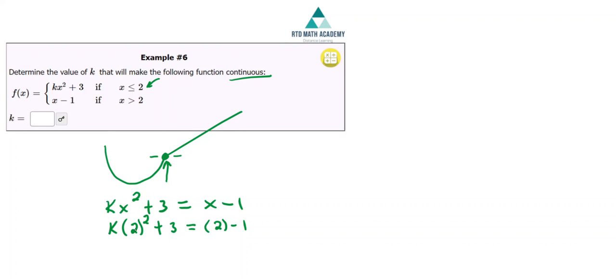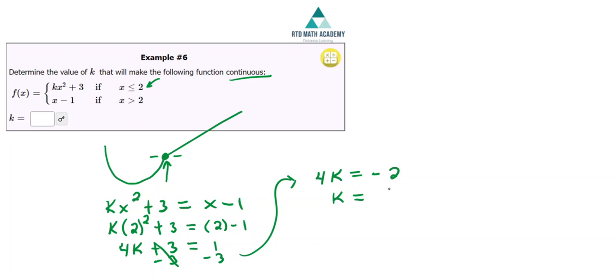Right, so we get, this is 4, so 4k plus 3 is equal to, and then 2 minus 1 is 1. So minus 3, minus 3. So we've got 4k is equal to negative 2. Then divide both sides by 4. We get k is equal to negative 1 over 2.